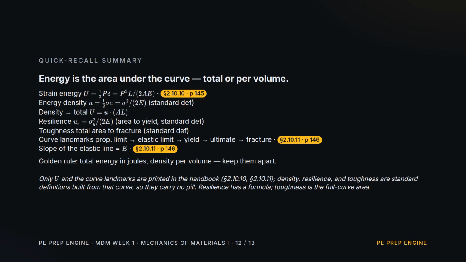Quick recall. Strain energy is the area under the load deflection line, 1/2 load times stretch, or P²L over 2AE. Scale it per unit volume, and it's the area under the stress strain line, sigma squared over 2E. Multiply density by volume to recover the total. Resilience is that density evaluated at yield, the elastic area. Toughness is the whole area to fracture, and the curve runs proportional limit, elastic limit, yield, ultimate, fracture, with the elastic slope equal to the modulus. Keep total energy and density apart, and this topic is quick points.